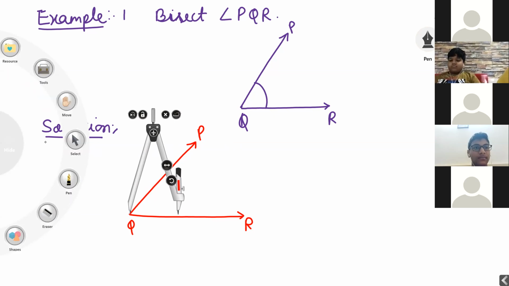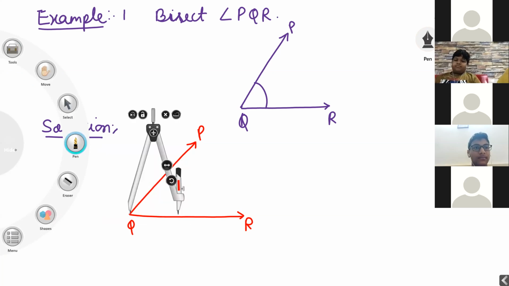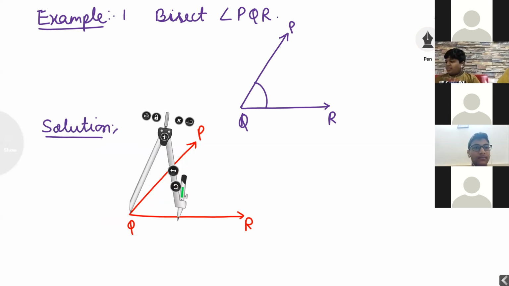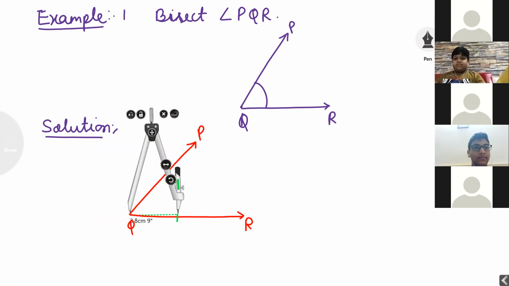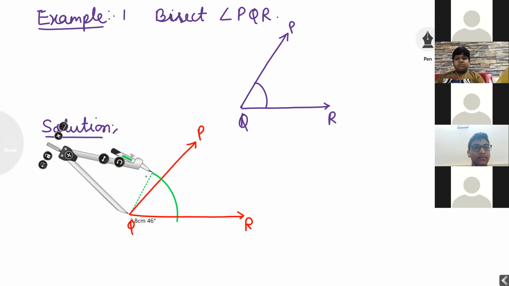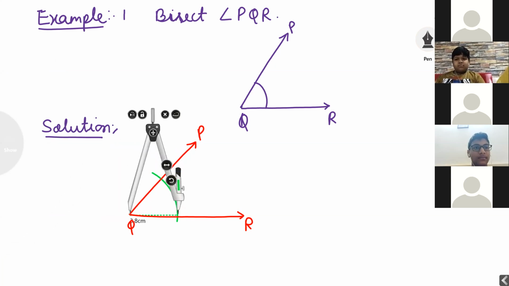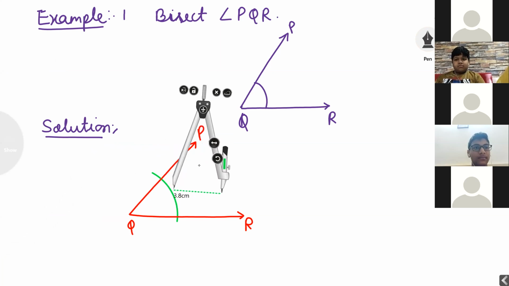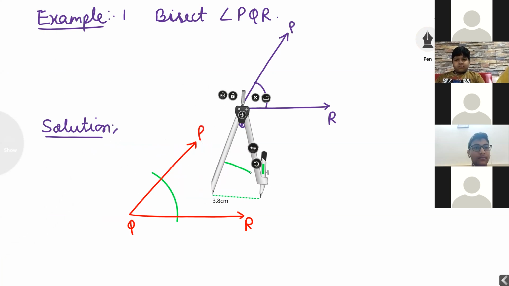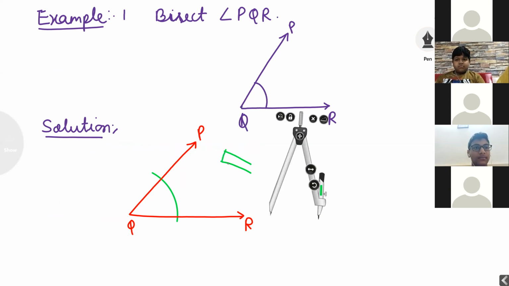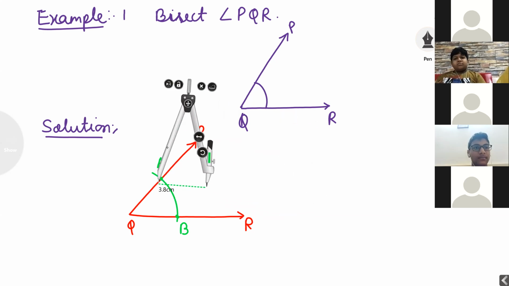Draw an arc. Don't change this middle point, and don't change this arc also. This point name we can take AB. This point is A. This point is B. Now this arc I want to bisect. We will never change this arc. Whatever arc I have taken, the same arc I will take.